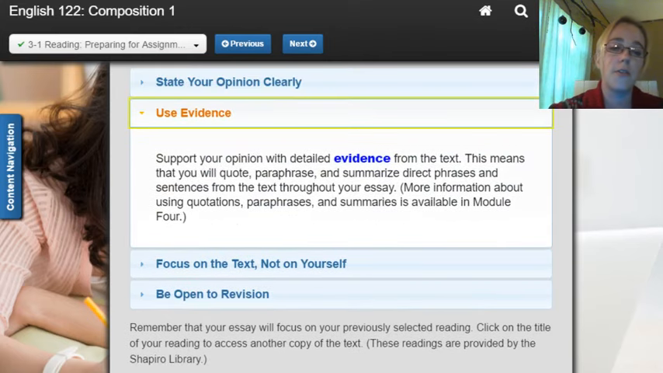Second, you want to use evidence. Remember that idea of key points that we talked about. You need to support that opinion with detailed evidence from the text. And what this means is that you need to quote, paraphrase, and summarize direct phrases and sentences from that text to support what you're saying.